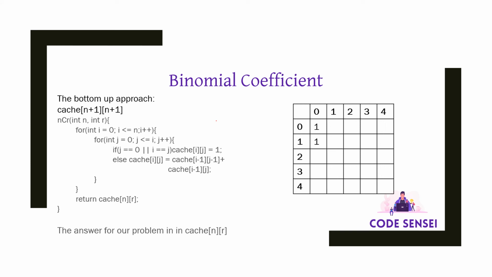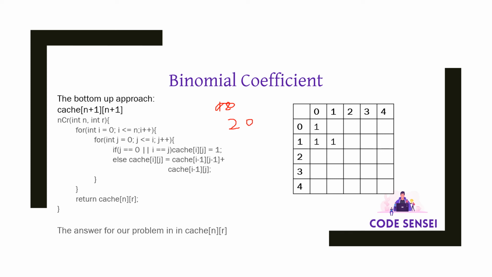And so now the value of i is 1 and j will be incremented to 1. Here we can see that i is equal to j, so the value of 1 comma 1 will also be 1. Now i is 1 and j is 2. But since j is greater than i, the second loop will exit. Now the value of i will be incremented to 2 and the value of j will be 0.